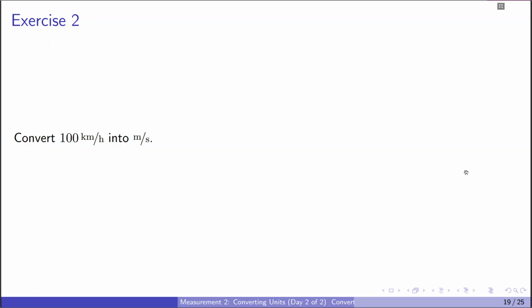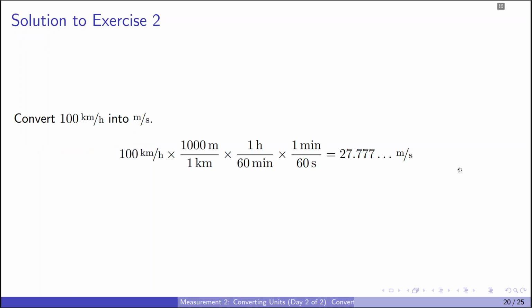All right, convert 100 kilometers an hour into meters per second. One of our examples did meters per second into kilometers per hour, so we should be able to do it with the same conversion factors. We just reciprocate them. Pause now, take the time you need. All right, so turning kilometers into meters is multiplying by 1,000 meters per kilometer. And then 1 hour per 60 minutes, 1 minute per 60 seconds is 27.7 repeating meters per second.